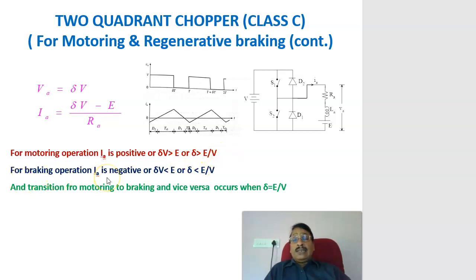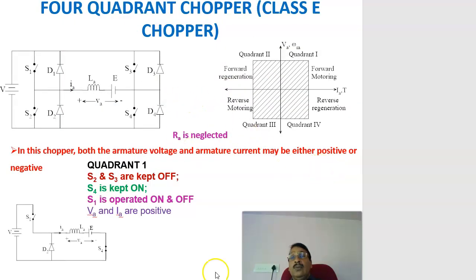For braking operation, IA is negative, or delta V is less than capital E, or delta is less than E by V. The transition from motoring to braking or braking to motoring occurs when delta equals E by V. When the duty ratio equals E by V, it changes from motoring to braking or braking to motoring. Now we are going to explain the four-quadrant chopper, that's also called Class E chopper.